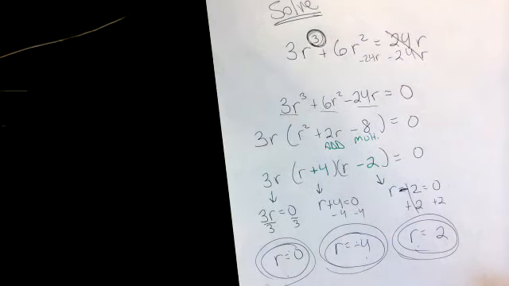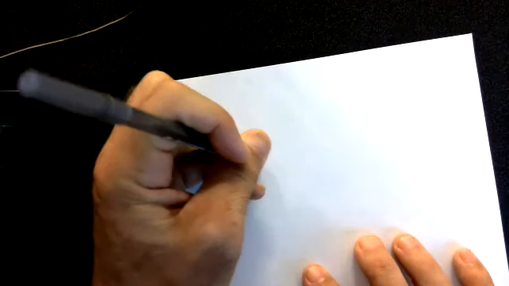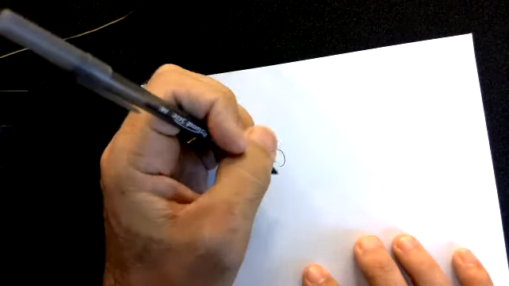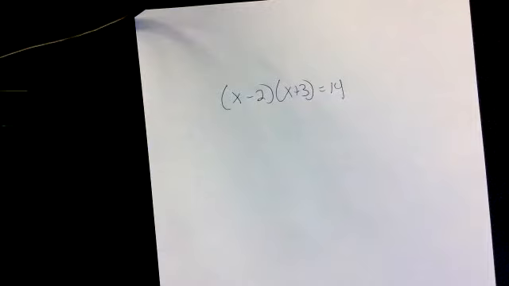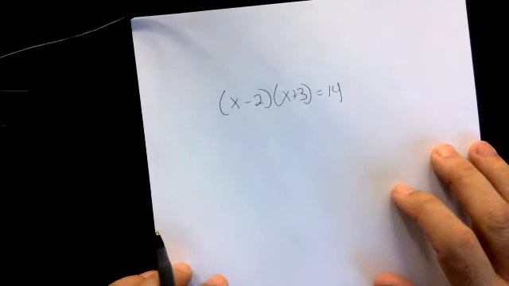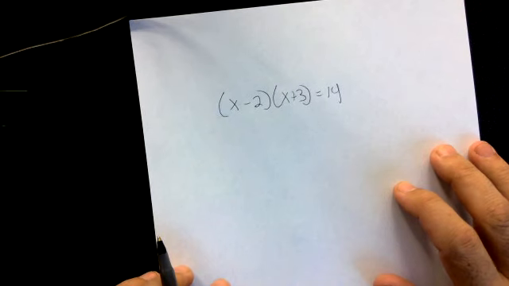Okay. All right, to me, this is the trickiest type of problem that they're going to give. If they give us something like this: x minus 2 times x plus 3 equals 14.